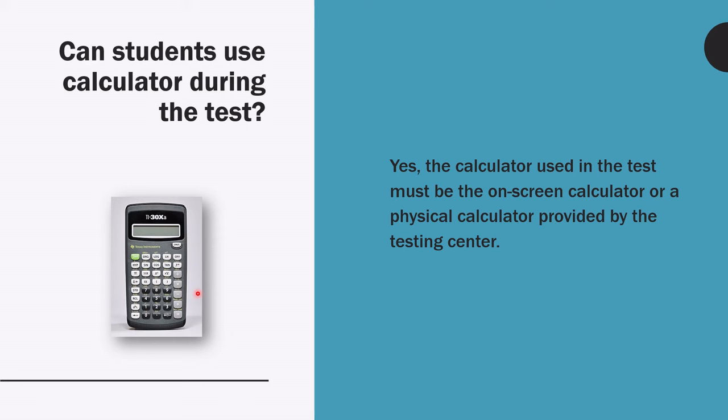And if you don't have a calculator, or if the testing center doesn't provide you with a calculator, then you're going to have to use the calculator that's on the screen on the GED test, which I don't recommend that you use because it's very slow and clunky. So I much rather use the physical calculator that the testing center can loan to you.